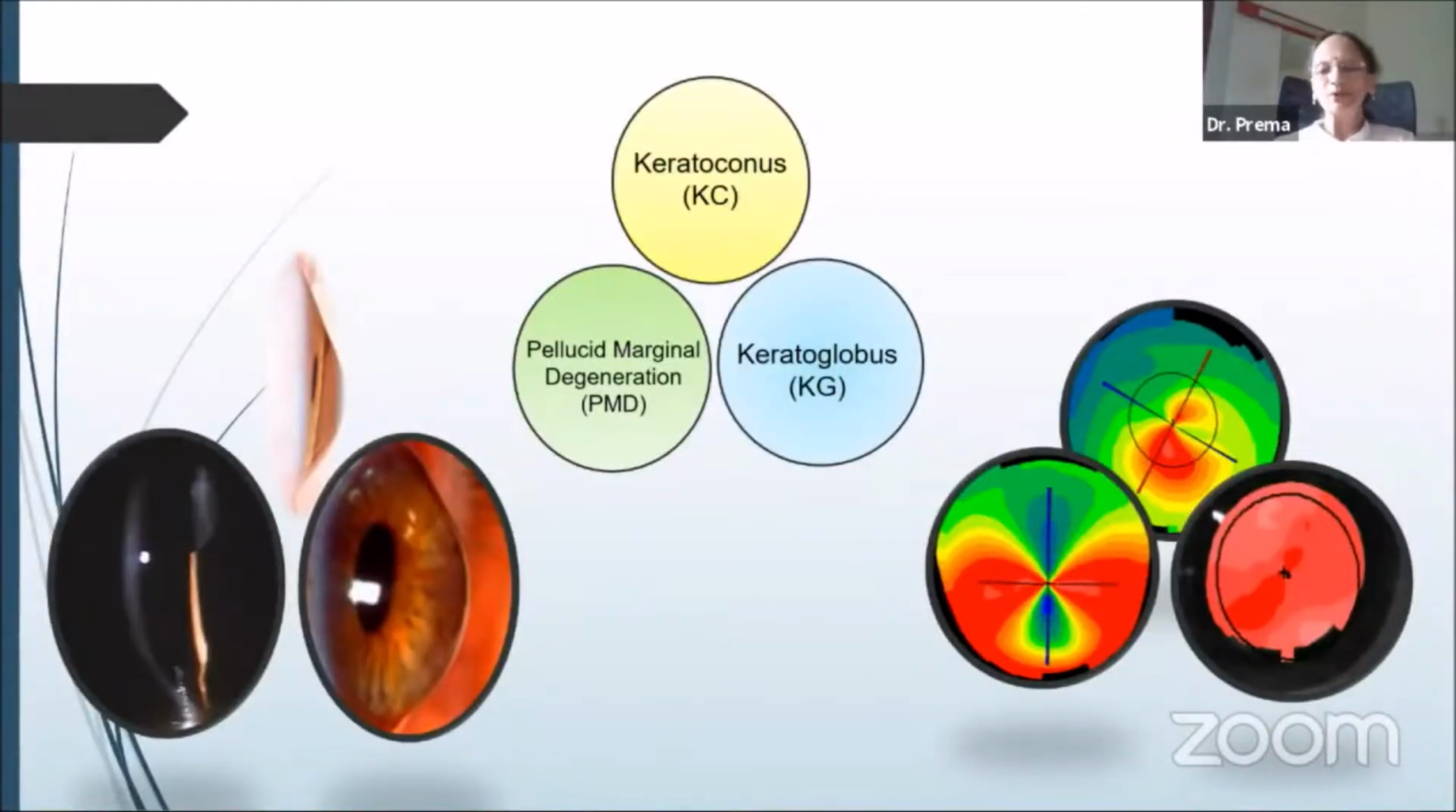So in the spectrum of corneal thinning diseases, keratoconus, keratoglobus, and pellucid marginal degeneration are distinct entities which come under the umbrella of corneal ectasias. Now, although each of them has distinct clinical and topographic characteristics, sometimes they coexist. They may coexist in the same patient or in the same eye, and that makes diagnosis more difficult and the management less straightforward.